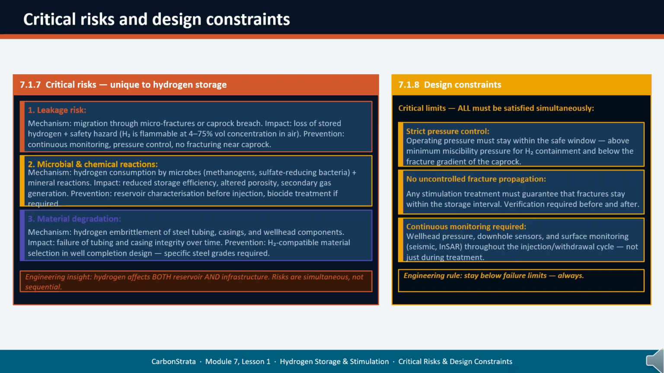The second risk is chemical and microbial activity. Hydrogen can react or be consumed, forming other gases. This reduces the stored volume and changes the reservoir over time.